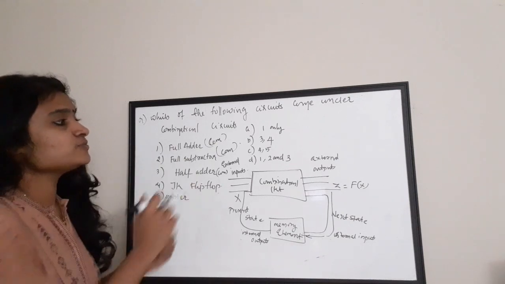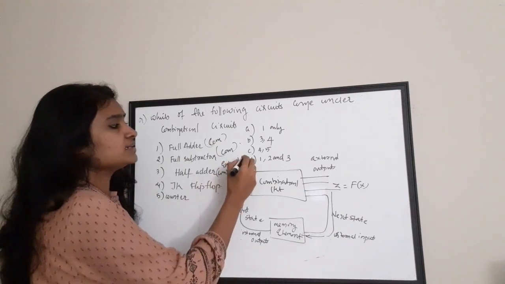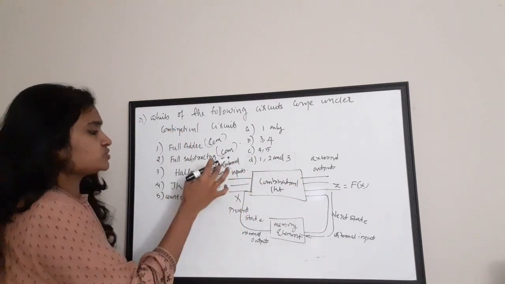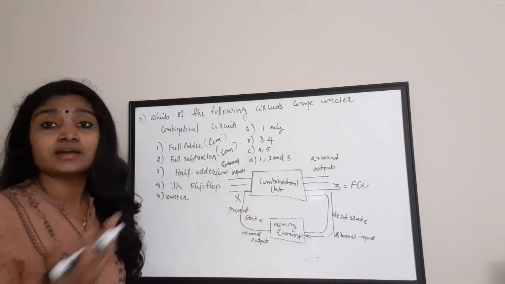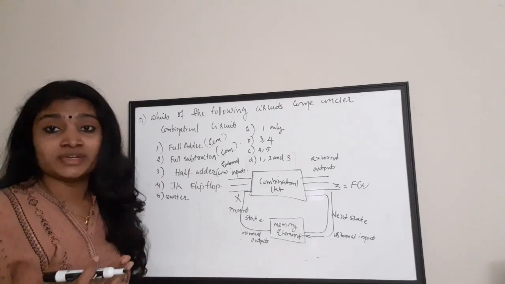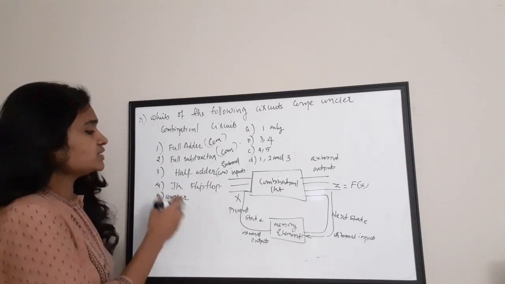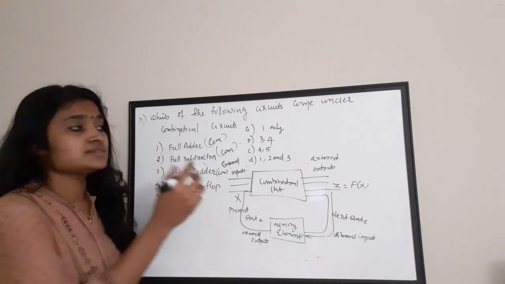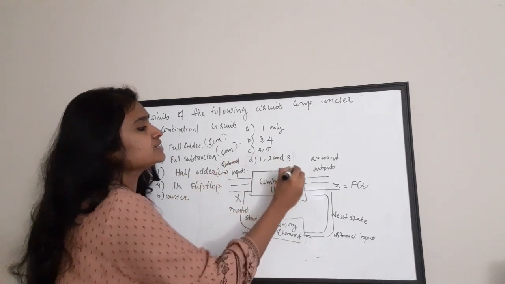So the correct answer for this question is option D, that is 1, 2 and 3. That is, the full adder, full subtractor and half adder are combinational circuits, and the last two, that is JK flip-flop and counter, are sequential circuits. So option D is the correct answer.